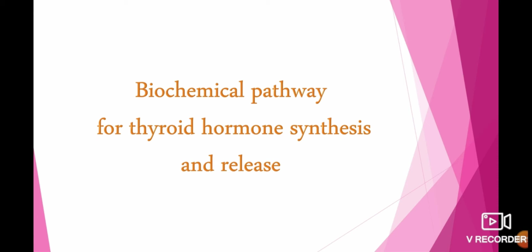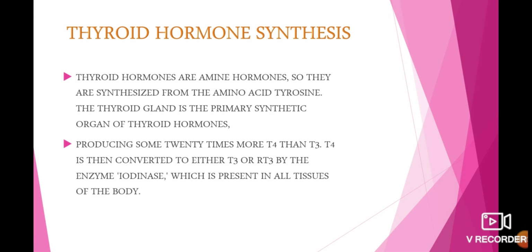Biochemical pathway for thyroid hormone synthesis and release. Thyroid hormone synthesis: thyroid hormones are amine hormones, so they are synthesized from the amino acid tyrosine. The thyroid gland is the primary synthetic organ of thyroid hormones, producing some 20 times more T4 than T3. T4 is then converted to either T3 or RT3 by the enzyme iodinase, which is present in all tissues of the body.